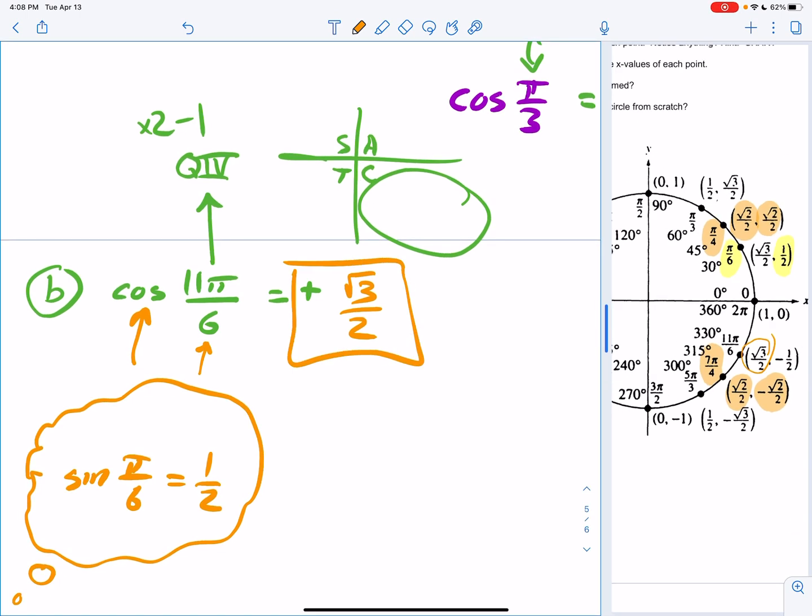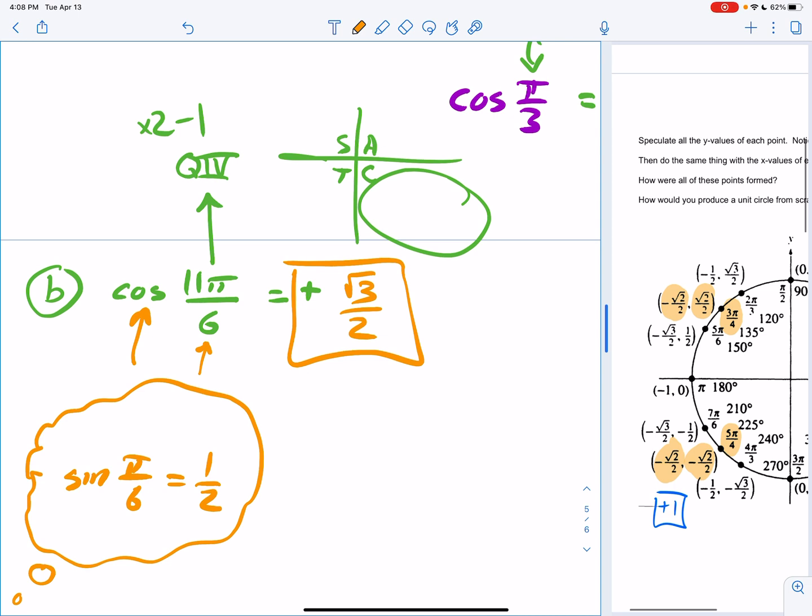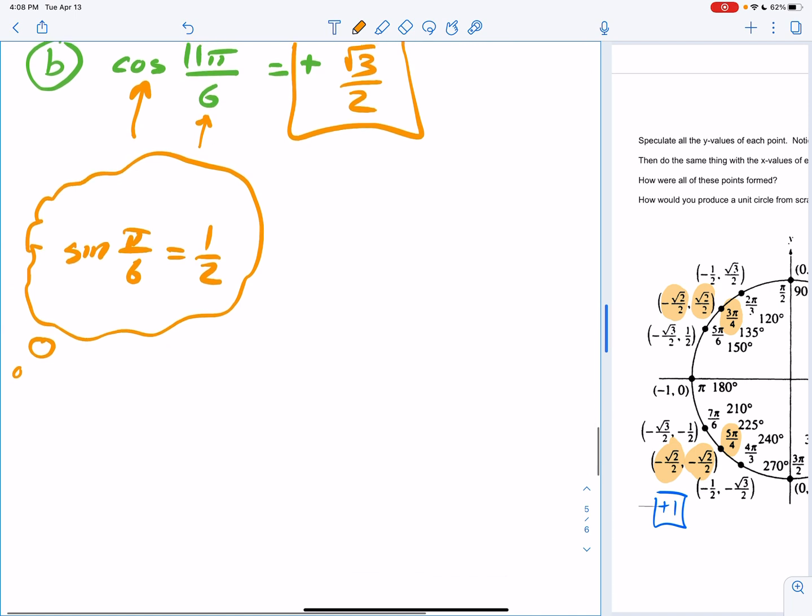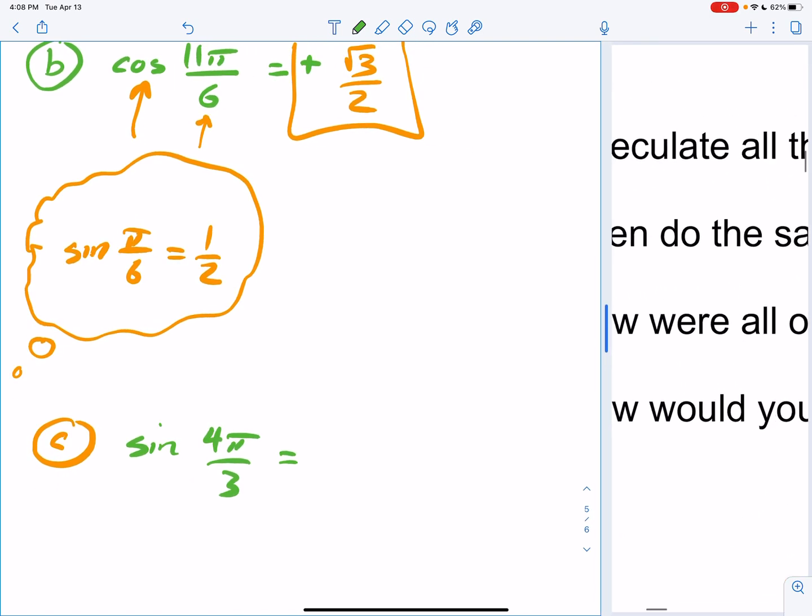You have the unit circle there to support you, but you slowly want to pull away from it, kind of like how you did with your multiplication tables. Eventually, you didn't need it anymore. Let's do a couple more. Here's part C. So what if I asked you for the sine of 4 pi over 3? Think about that. Try it on your own without using the unit circle. And then press play when you're ready.